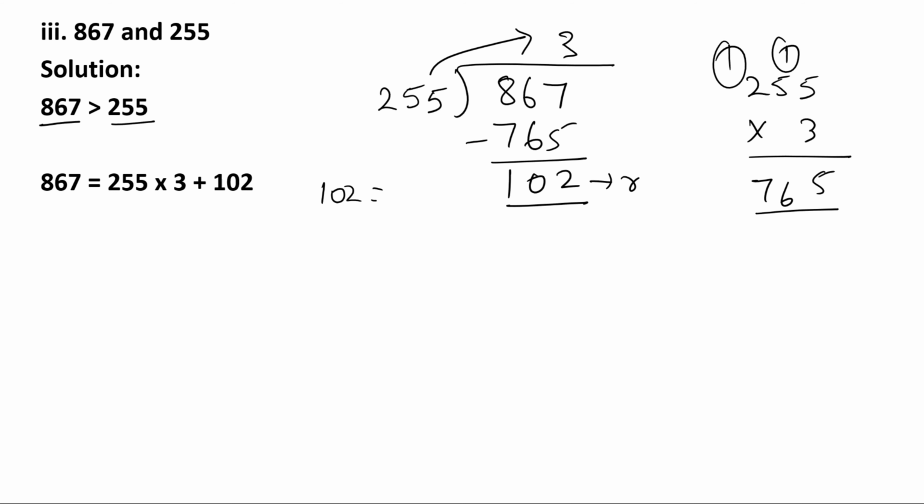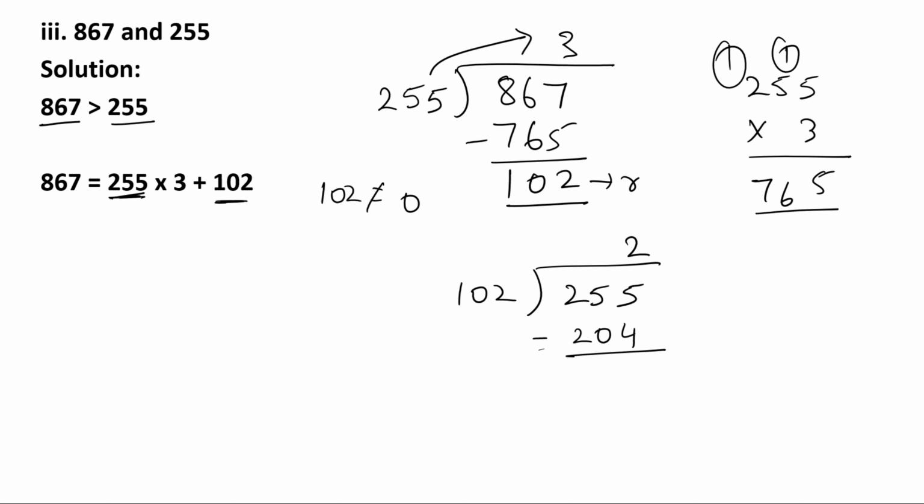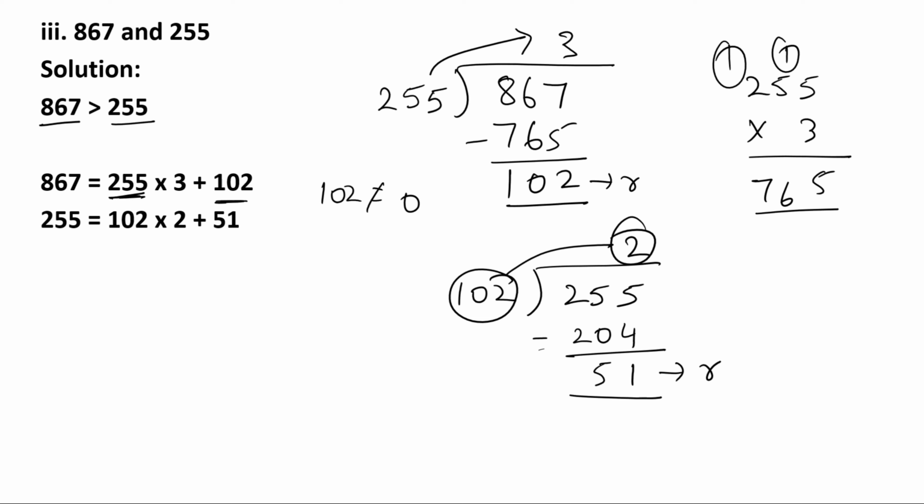The remainder here is not equal to 0, so we continue the same procedure. The new dividend would be 255 and the new divisor would be 102. So 102 into 255, times 2 gives 204, and the remainder is 51, again not equal to 0. So we write this as 102 times 2, that is divisor times quotient, plus remainder. Now 102 becomes the new dividend and 51 becomes the new divisor.